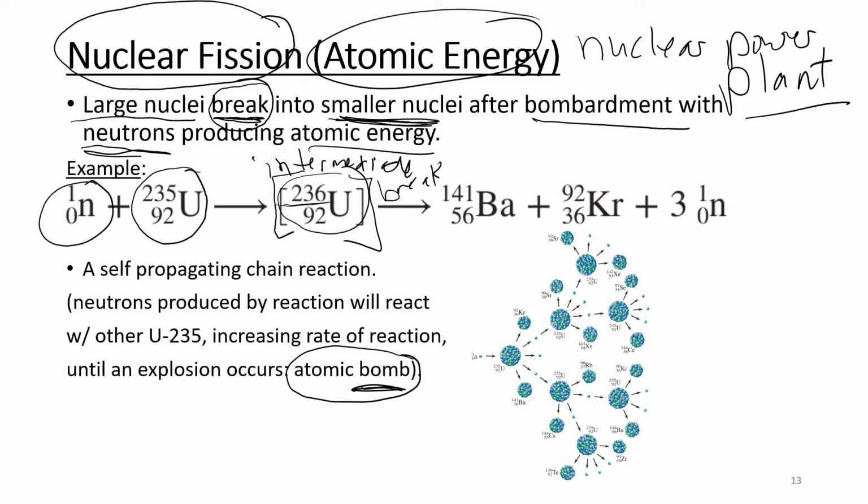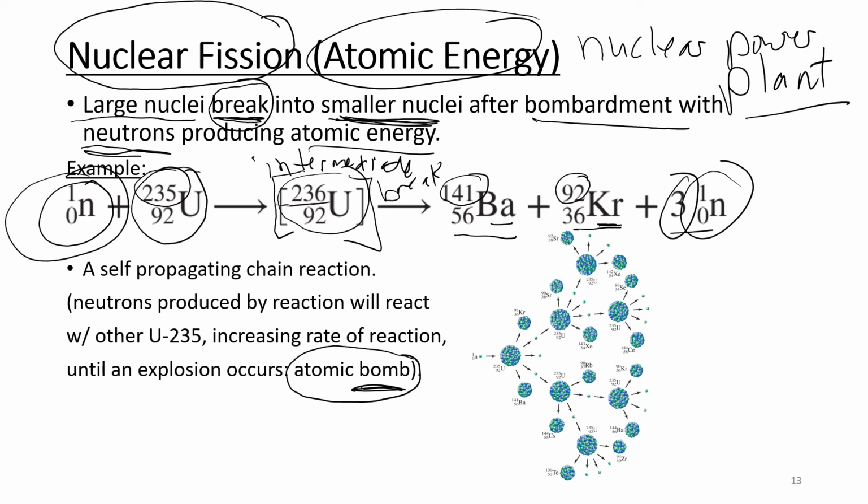And in the breaking process, we're creating elements here that have smaller mass numbers than what we started with. So we had 235, and now we have a mass number of 141 for barium and 92 for krypton. So they have smaller mass numbers. We're also producing more neutrons. We started with 1 neutron, and now we have 3. So this is kind of showing us down here using this picture view.